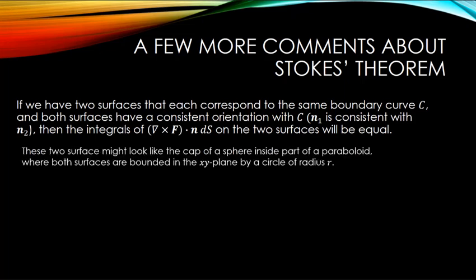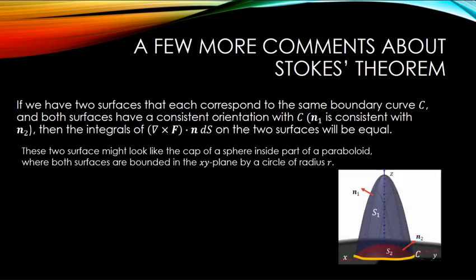Now these two surfaces might look like the cap of a sphere inside a paraboloid where both surfaces are bounded in the xy plane by a circle with radius r. I could sketch something like this, where I have a blue paraboloid curve centered on the z-axis, and I have the cap of a sphere that is centered around the z-axis, and they both intersect at a curve C in the xy plane. The normal to my surface 1 points outward. The normal to my surface 2 also points outward.